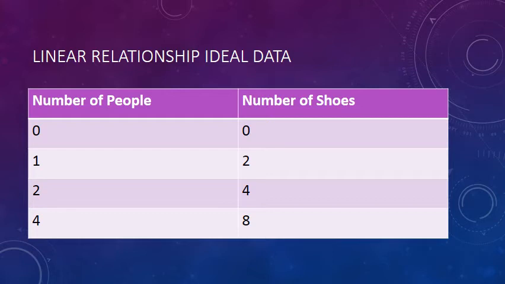So let's look at an ideal data set that is representing a linear relationship between two variables. Our variables are number of people and number of shoes. So you can see over on the left, when we have one person, we're going to have 2 shoes. And if we double the number of people, so we go from 1 to 2, we are also doubling the number of shoes from 2 to 4. The same can be said if we quadruple the number of people. So we're going from 1 person to 4 people. We're also quadrupling the number of shoes, so from 2 to 8 shoes. As one variable increases, the other variable increases.